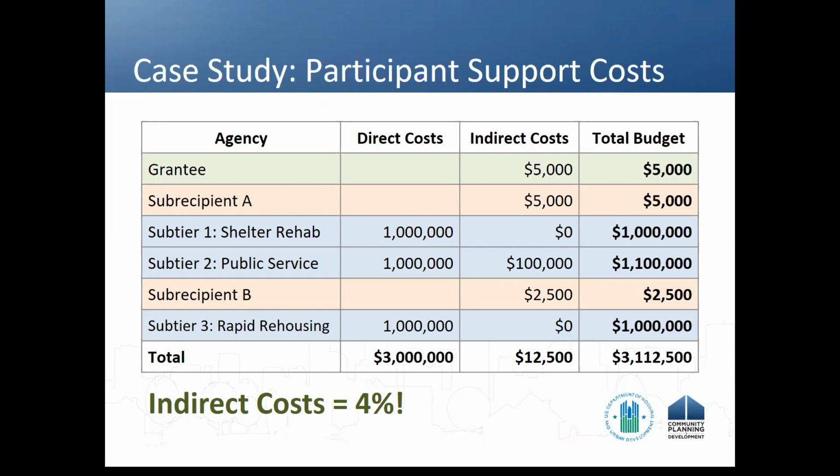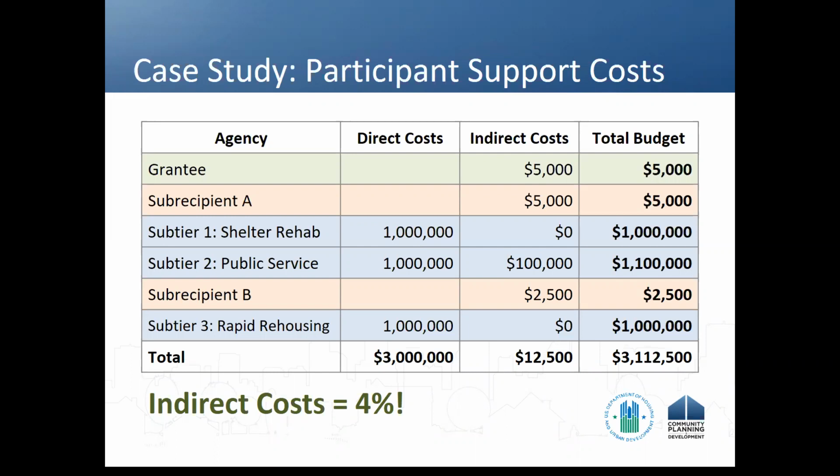However, since the $1 million awarded to sub-tier subrecipient 2 was to implement a public service program, which did not include capital improvements or direct awards to beneficiaries, then the 10% de minimis rate can be applied to the entire $1 million award. So this does in fact result in a total budget of $1 million and $1.1 million to sub-tier subrecipients 1 and 2 respectively. So sub-tier 1, $1 million budget because there's no additional plus up for the 10% de minimis, whereas subrecipient 2 is $1.1 million because they could in fact recoup that 10% for indirect costs.